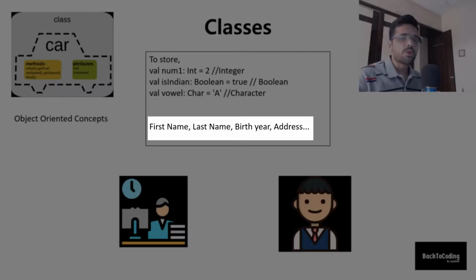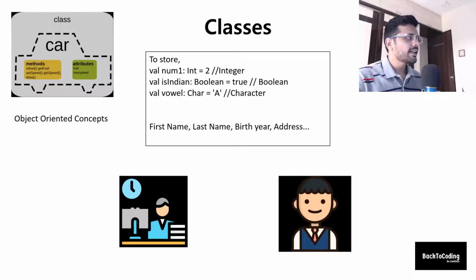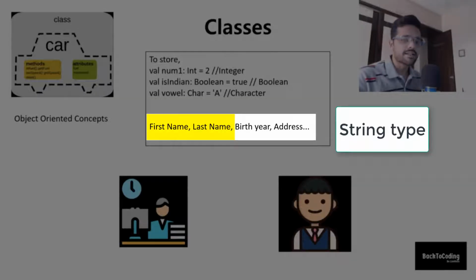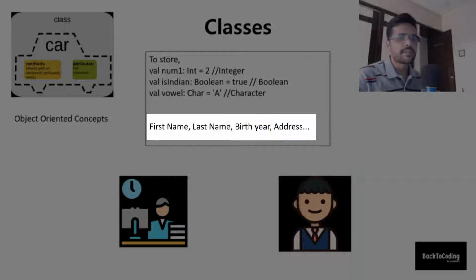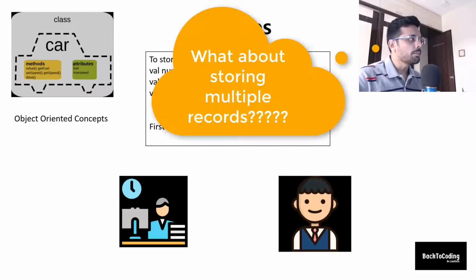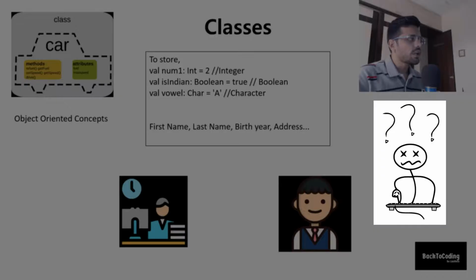What will you do to store all of these details? Now you might say that we'll store first name and last name in string type, birth year in integer type, and so on, which is correct. But what about storing multiple records, right? So without getting any confused further, let's go to our editor and see it practically.